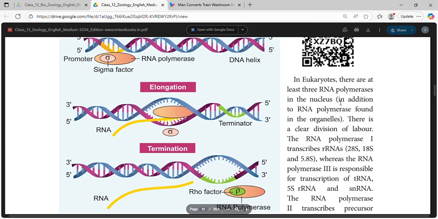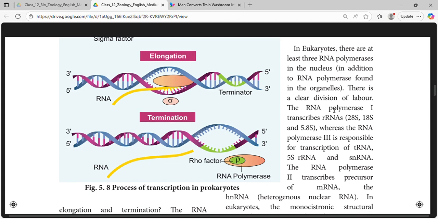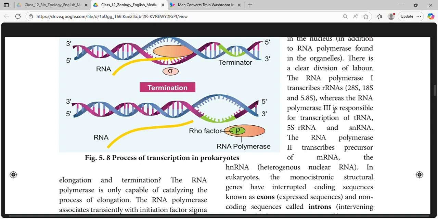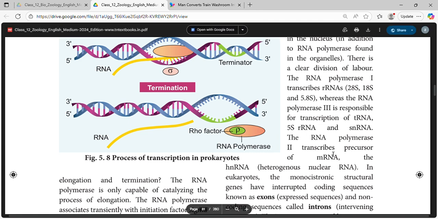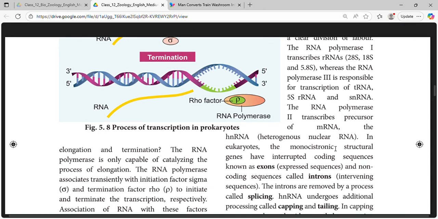In eukaryotes, there are at least three RNA polymerases in the nucleus. There is a clear division of labor. RNA polymerase I transcribes rRNAs 28S, 18S, and 5.8S, whereas RNA polymerase III is responsible for transcription of tRNA, 5S rRNA, and snRNA. RNA polymerase II transcribes the precursor of mRNA, the hnRNA, heterogeneous nuclear RNA.